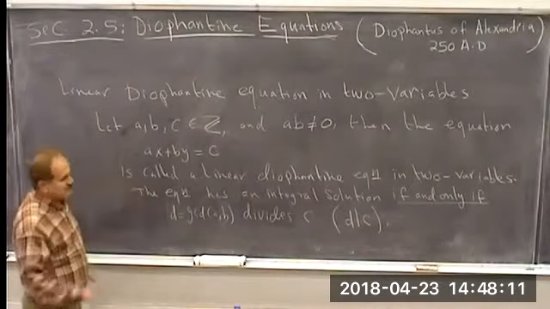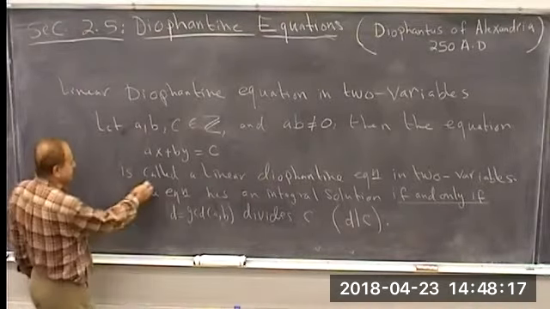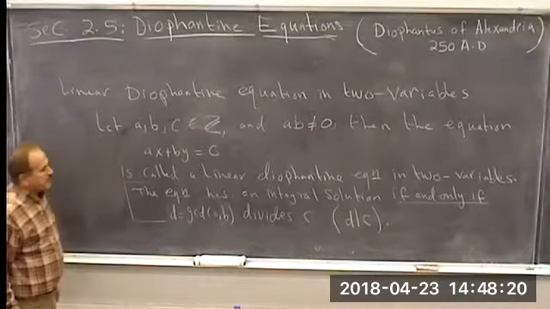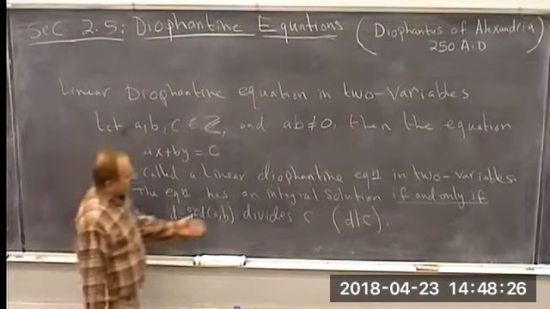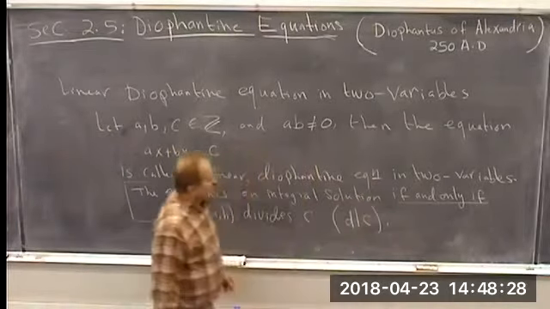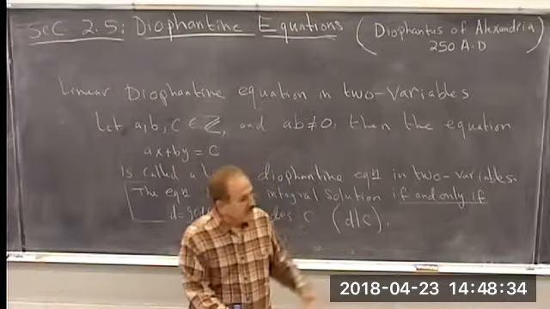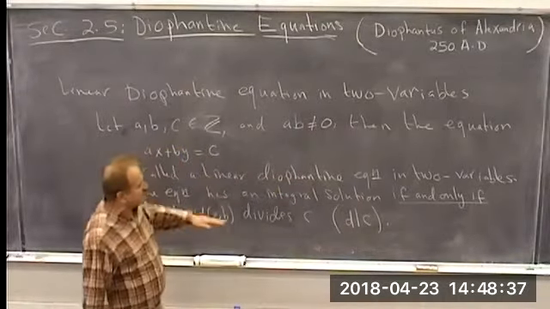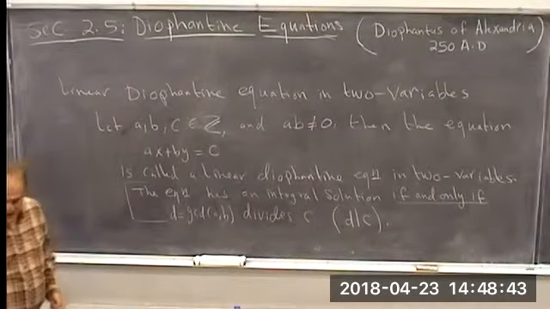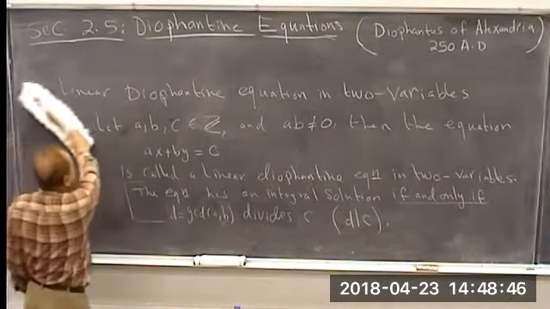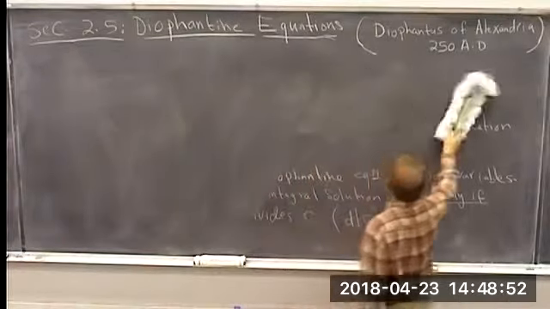We're going to formalize this in the form of a theorem, okay? But let's just, without being formal, show that this statement is true. There are two things that we need to show. That is, if this equation has an integral solution, then this condition is satisfied, d divides c, and conversely. Okay, so let's start by assuming it does have an integral solution.